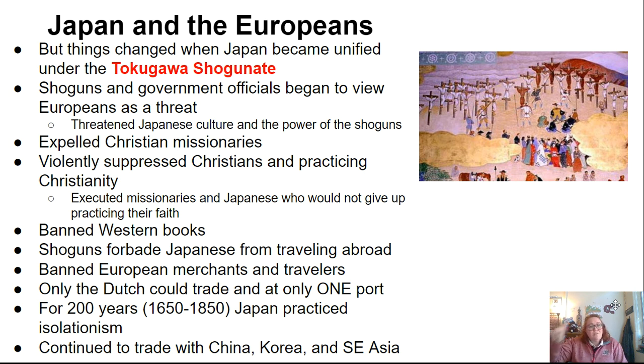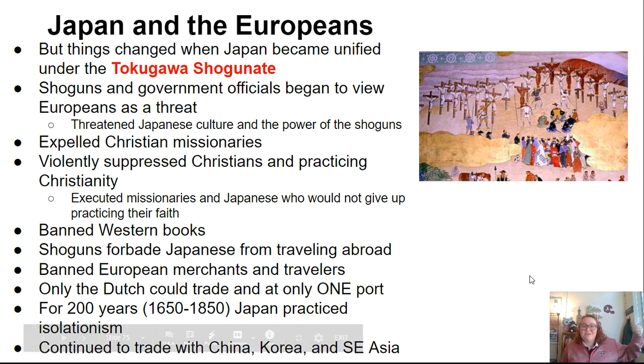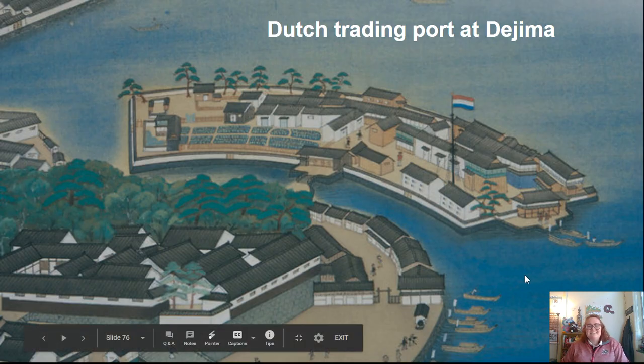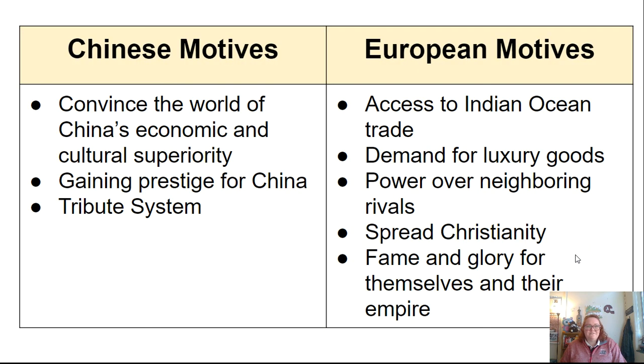They would ban Western books. Shoguns forbid Japanese from traveling abroad. They banned European merchants and travelers. The only ones that had access was the Dutch, and they could only go in one port, as we saw from the history of Japan. For 200 years, the Japanese would practice isolationism, even though they would continue to trade with China, Korea, and other countries in Southeast Asia. They said Europeans, GTFO. They meant it. So this is an image or painting of what the Dutch trading port looked like in southern Japan. Like, they could only go here, nowhere else.